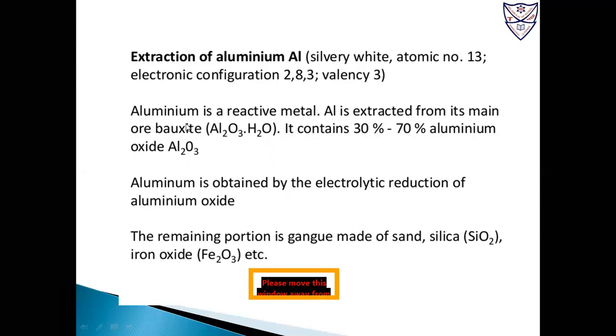Aluminum is a reactive metal. Aluminum is extracted from the main ore, that is bauxite. Right now we have discussed bauxite, that is Al2O3 and water. It contains 30 to 70% aluminum oxide, Al2O3. This is bauxite, which is the hydrated form of aluminum oxide. Now aluminum is obtained by the electrolytic reduction of aluminum oxide, and the remaining proportion is the gangue, that is sand, silica, SiO2, and iron oxide, Fe2O3. So in the exam they can ask what is the formula of silica. Silica is SiO2.